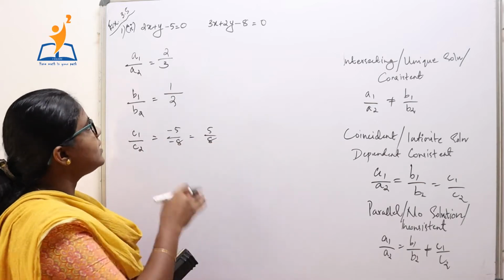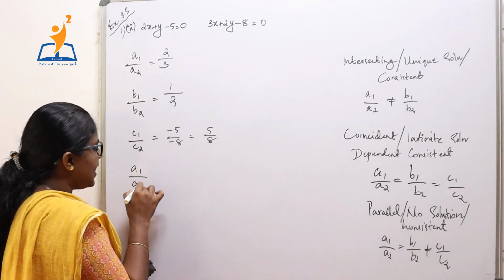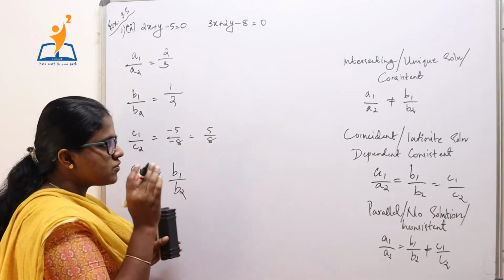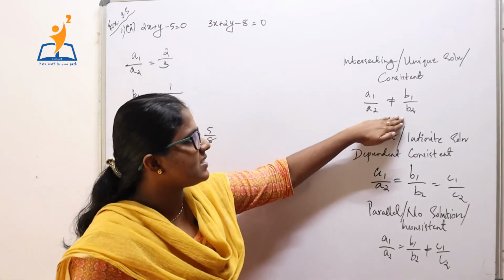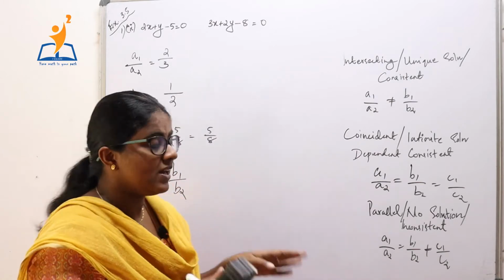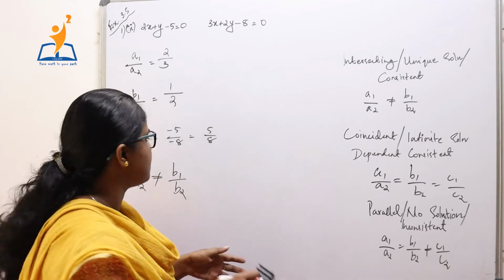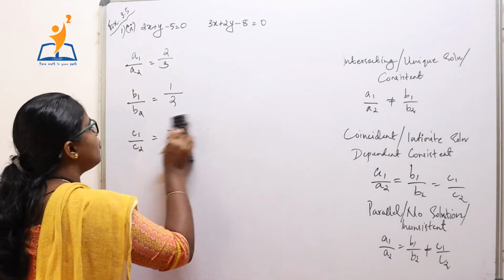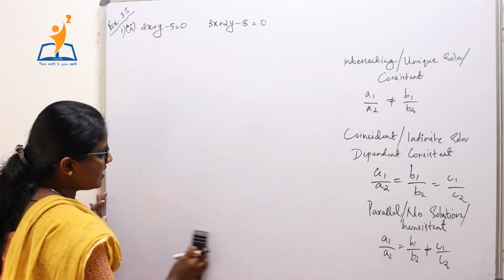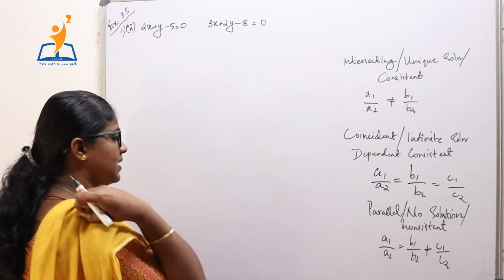Now all these ratios are in simplest form, and we can find that a1 by a2 not equals to b1 by b2. So this is the condition, which means it has a unique solution. Since it has a unique solution, we have to find what is that particular solution. Now we will go for the solution of this particular pair of linear equations in two variables, and we will find it using cross multiplication method.